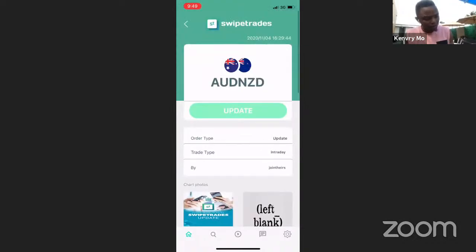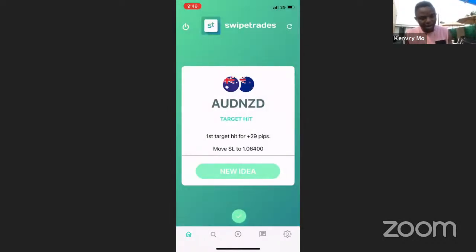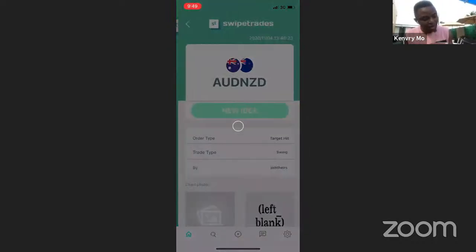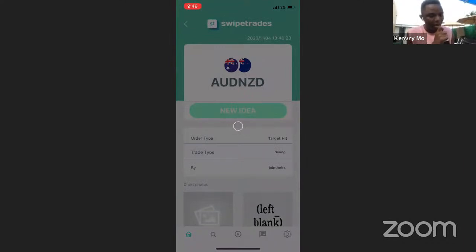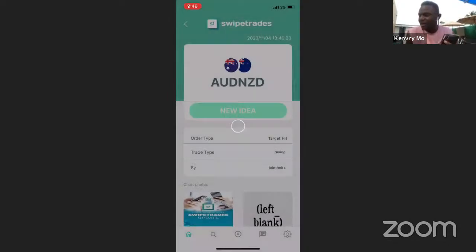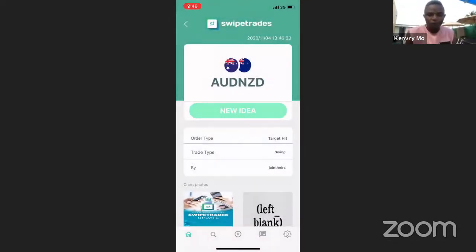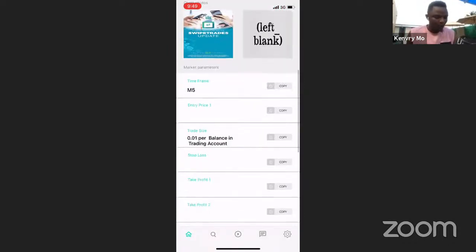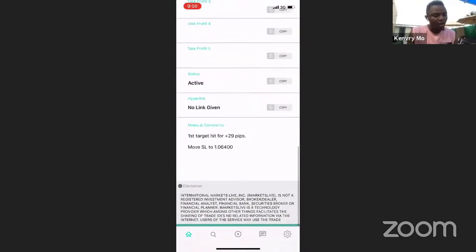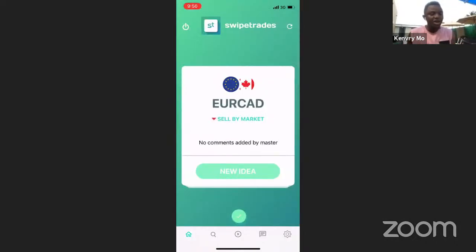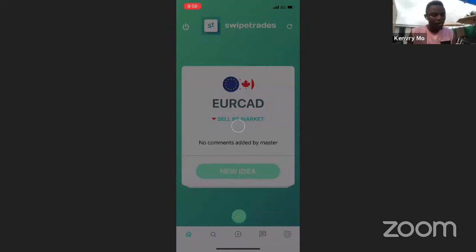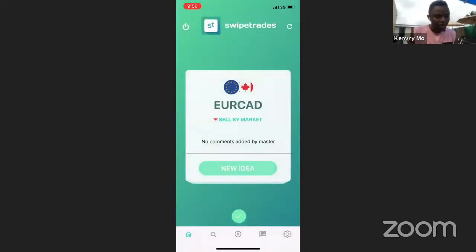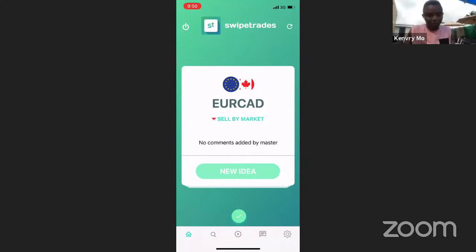I want to see. Target hit. Can you see? Target hit. AUDNZD was target hit yesterday. I want to see if the EURUSD is still there. I don't need to waste my time. This is leveraging over money. Okay, two days ago, I'm not sure the trade is still okay. The trade is no more here, as in they update it from time to time.